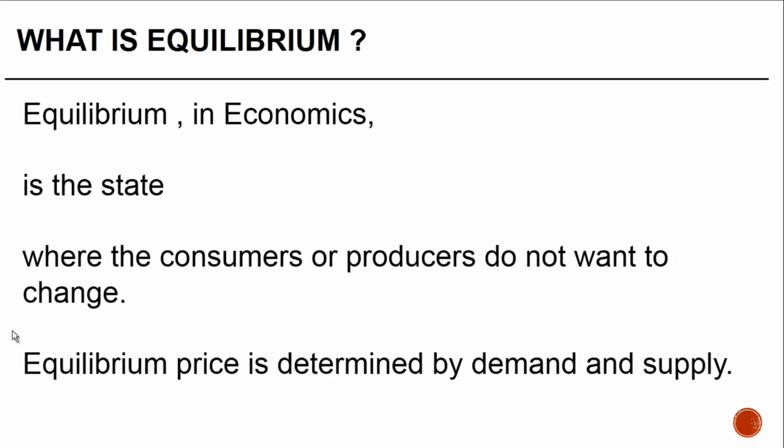Now, equilibrium is kind of a balance if you talk about this word generally. But when you talk about equilibrium in economics, what it refers to is the state or the market condition in which the consumers, who is the consumer? A consumer is the buyer, or producers. A producer is the seller of goods, someone who makes goods and sells them, do not want to change.